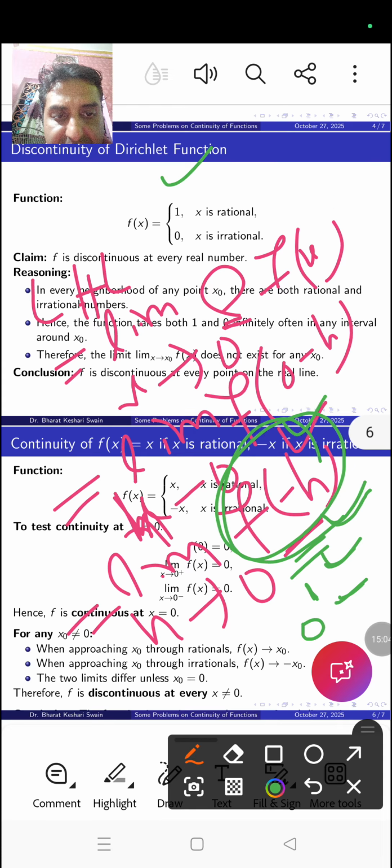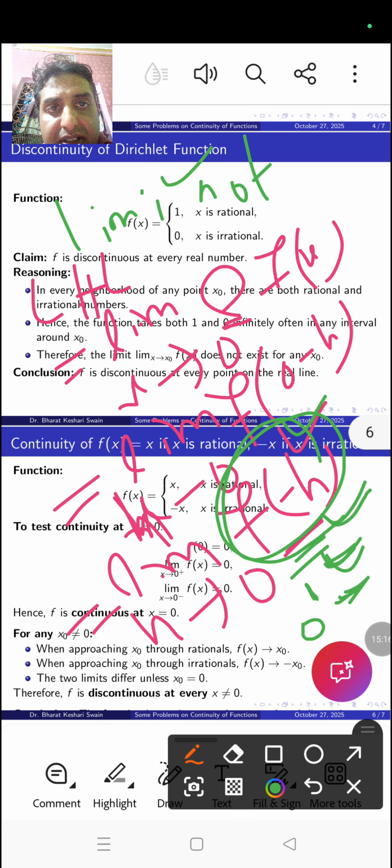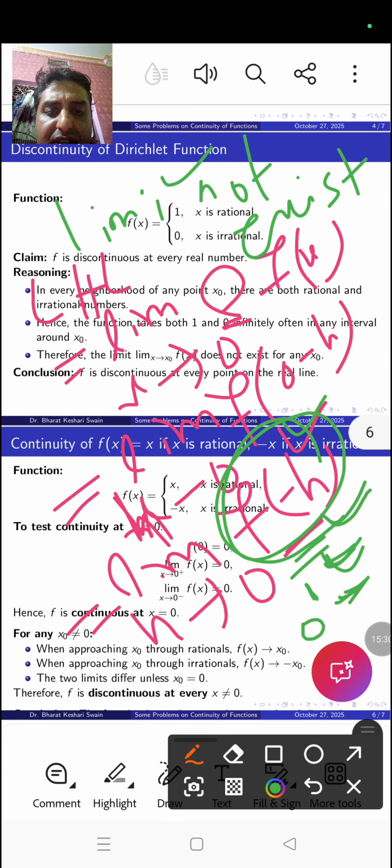Okay, so since it has two values, that's why the limit does not exist. And since the limit does not exist, the function will be discontinuous. So you can take any real number; at any real number, the function will be discontinuous.